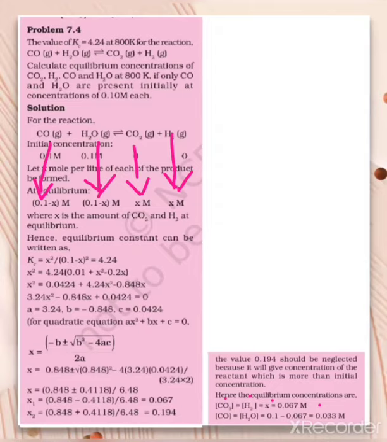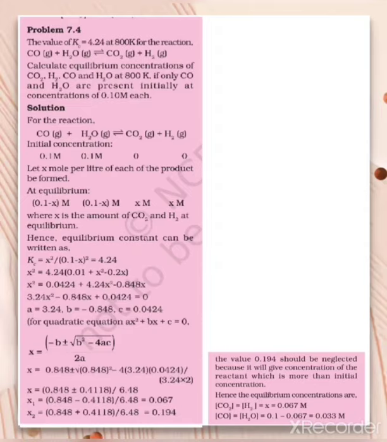So here we will be substituting the value of x, that is 0.1 minus 0.067, and we will get the value 0.033 M. So this is the answer for this question. Such types of questions will be done by keeping the x at the equilibrium stage.